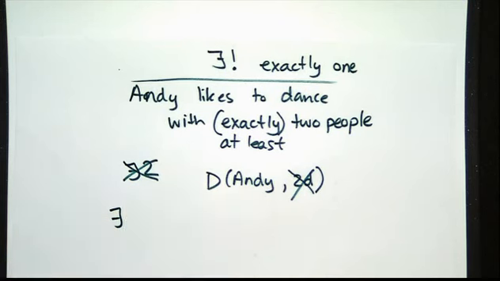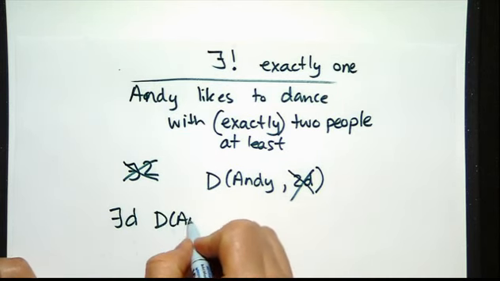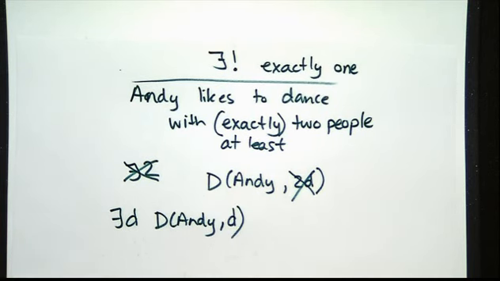Okay, so we don't know how to say at least 2. We know how to say at least 1, right? So let's say that: there's a girl that Andy likes to dance with. And I'm sorry that I have capital D's and little d's. That's not so great. But anyway, there's at least one person that Andy likes to dance with. That's what that says, right?